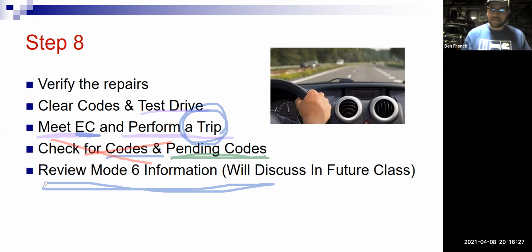And we'll talk about that more in future classes. Mode 6 is kind of one of those more advanced features of OBD2. That's pretty cool. And for things like testing catalyst efficiency, it's a really good way to go. It can let you know, hey, this catalytic converter is getting close to failing before it's even set a code yet, right? It's a way for you to kind of see what's going on over time. So we'll get into mode 6 more in the future.